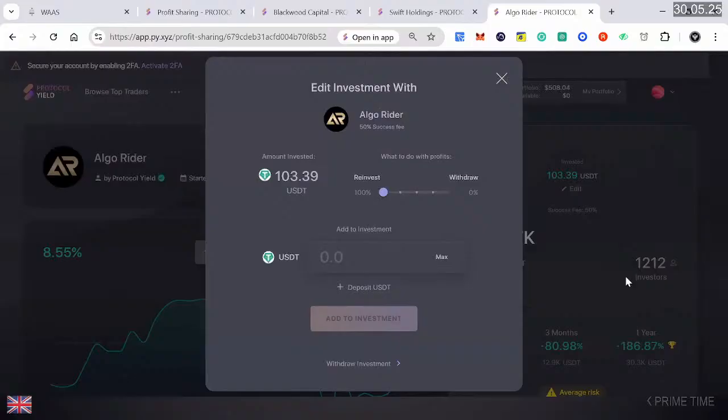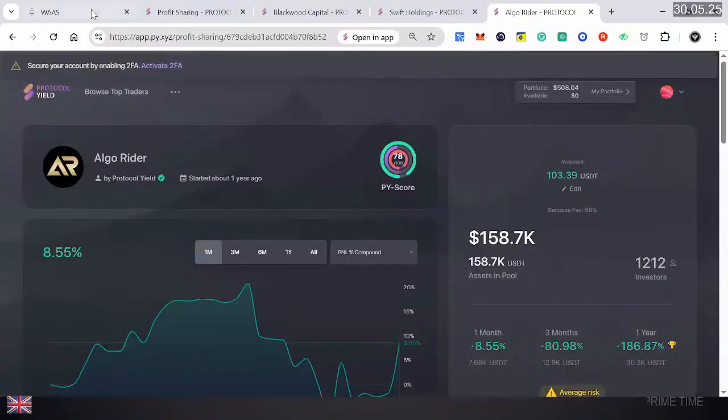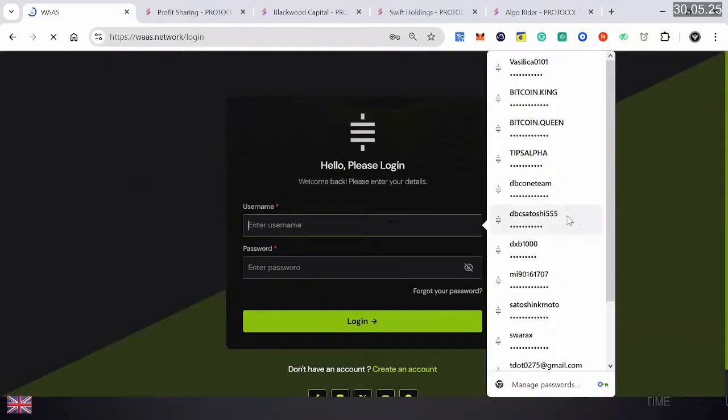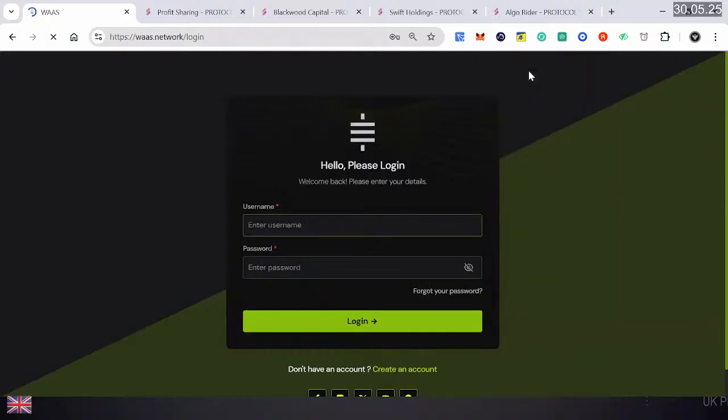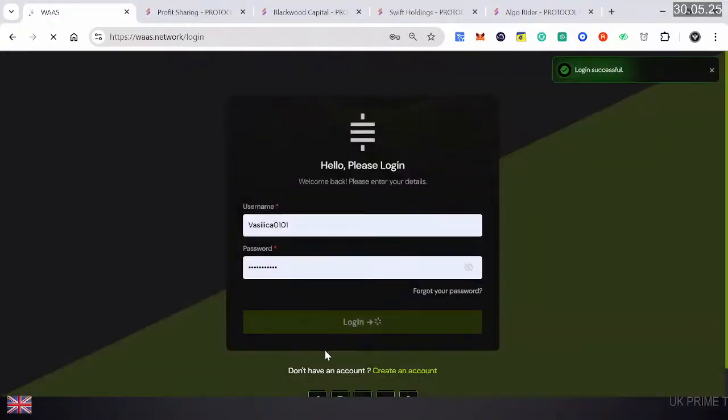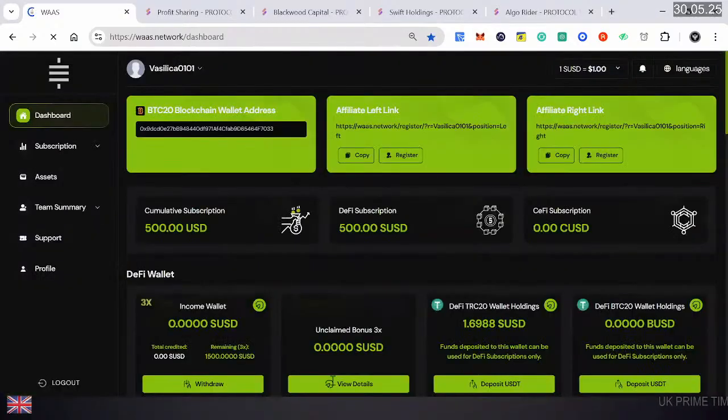So this is about Pi. This is WAAS. On WAAS, now you can purchase only a $500 license. And let me show you one more thing.